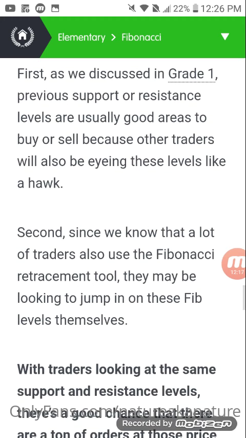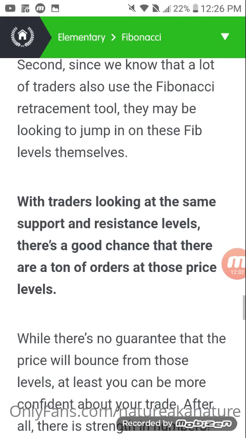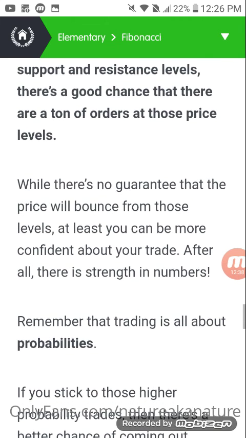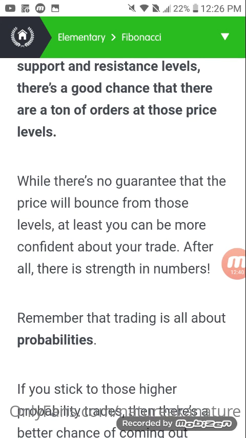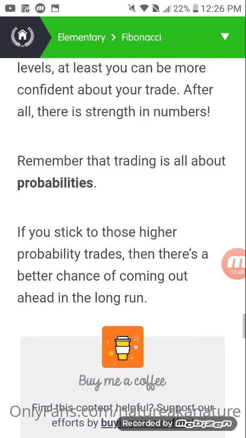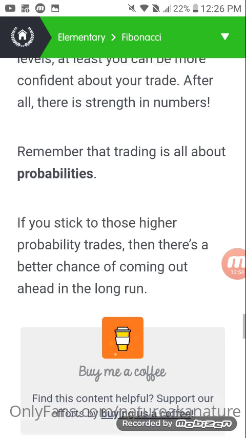Fibonacci retracement levels are good because a lot of people that know how to use Fibonacci retracement tools are looking to jump in around those levels as well. With traders looking at the same support and resistance levels, there's a good chance that there are a ton of orders at those price levels. While there's no guarantee that the price will bounce from those levels, at least you can be more confident about your trade. After all, there is strength in numbers. Remember that trading is all about probability. If you stick to those higher probability trades, then there is a better chance of you coming out ahead in the long run.